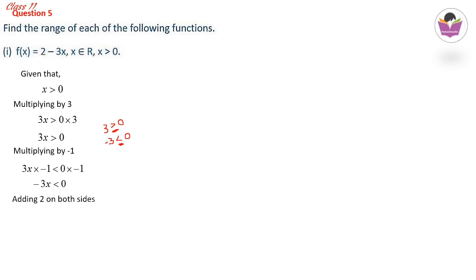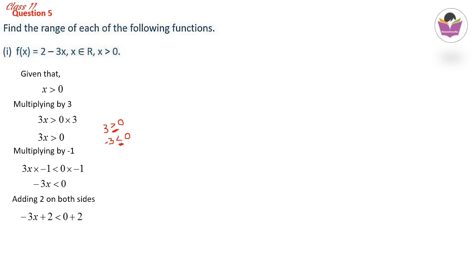So what we have to do? Add 2 on both sides. Plus 2 we need, that's why adding 2. That means minus 3x plus 2 is less than 0 plus 2. Here when addition is done, there is no change of the inequality symbol, it comes the same as it is. So minus 3x plus 2 is less than 0 plus 2.